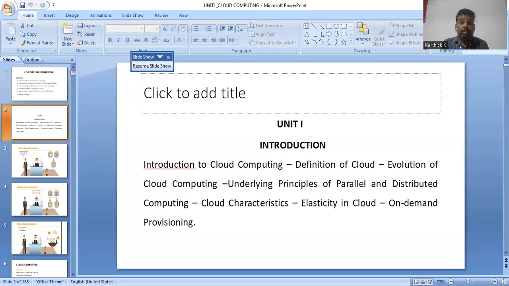Second, it is available 24/7. You can retrieve your data from wherever you want, at any location and any time, even early in the morning or at 2 p.m. Third, it is easily scalable. The main advantage of cloud computing is scalability, and we will see what scalability is in future sessions.